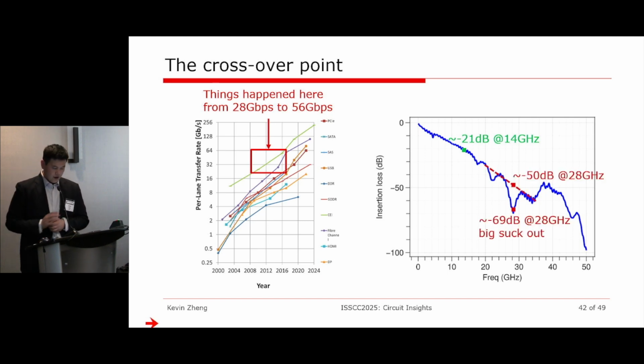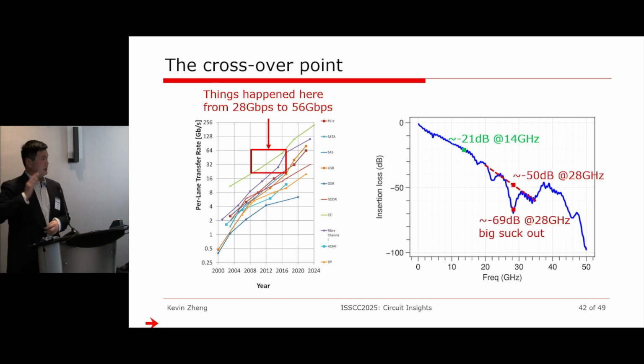Now, if I want to extrapolate, if I want to double the data rate, I have to go to 28 gigahertz. But this channel will become very challenging to do so because, as you can see, at 28 gigahertz, this particular channel has a big suck out. It has a notch in the frequency domain. Basically it means anything you transmit at that frequency is gone. There's nothing you can get through that channel.